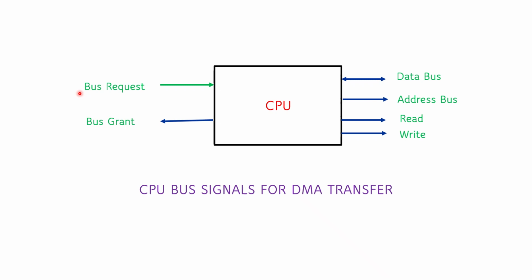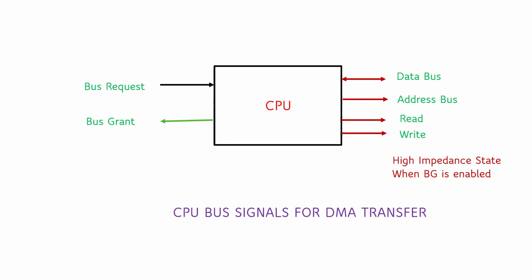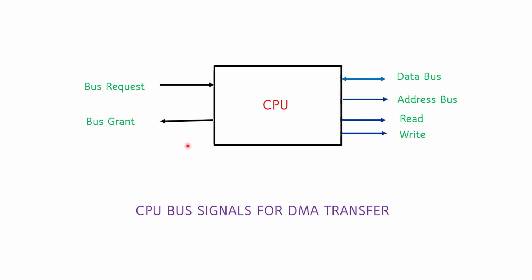Initially, the DMA initiates the data transfer by enabling the bus request line. On seeing the bus request line from the DMA controller, the CPU keeps the data bus, address bus, and read and write control lines in a high impedance state. Then it enables the bus grant line. When the data transfer is completed, the DMA controller disables the bus request line. Immediately, the bus grant line is disabled by the CPU and it keeps all its data bus, address bus and read and write lines in a normal state.